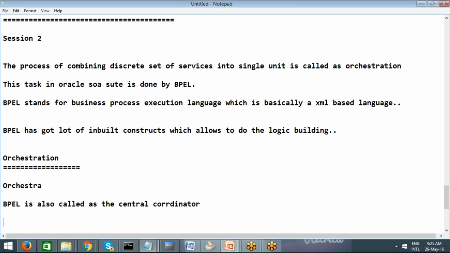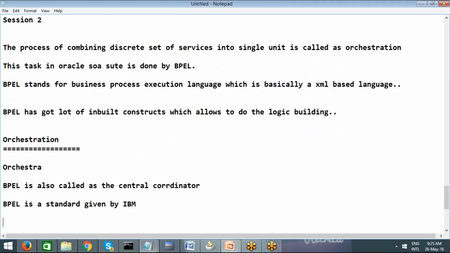Similarly, Oracle SOA Suite is built on different standards. So BPEL is also one standard. BPEL is a standard given by IBM, but it is considered a standard which is followed across the industry. It's nothing like, since it is given by IBM, only IBM can use it. Oracle leverages it to build Oracle SOA Suite. Similarly, we have XSLT, which is once again one more standard. We'll talk about that in future sessions. So that's how BPEL, since it is built on standards, is competent enough to integrate with different applications.